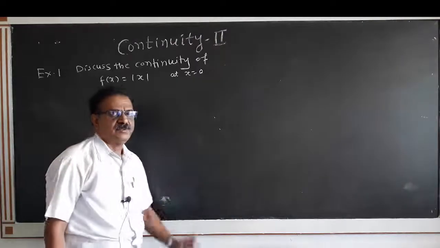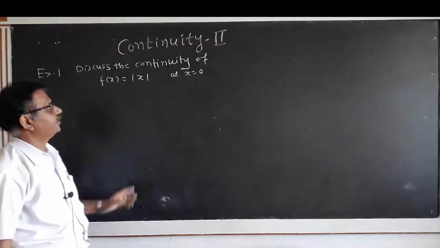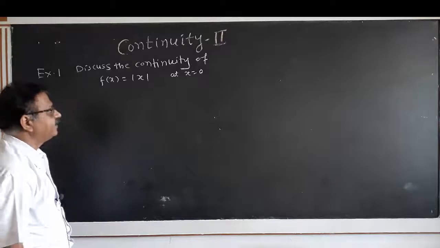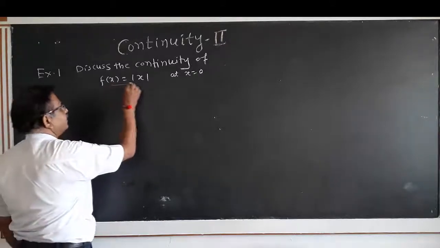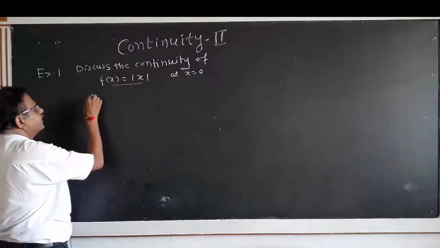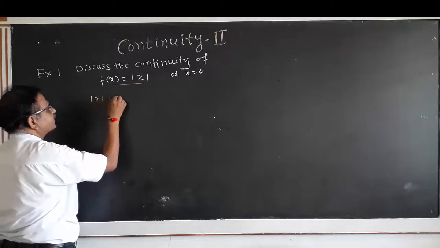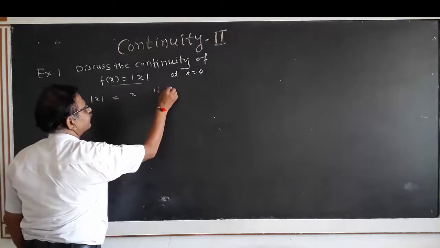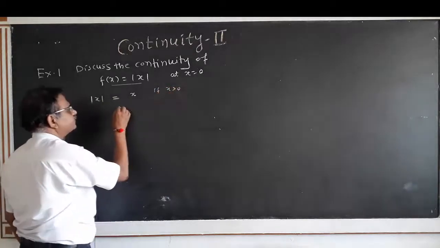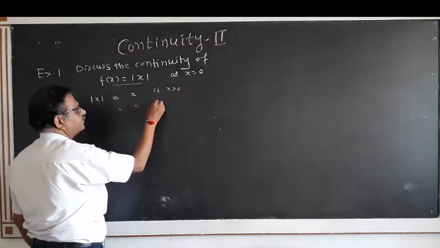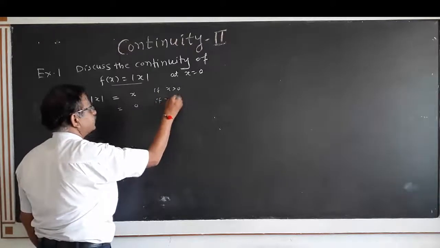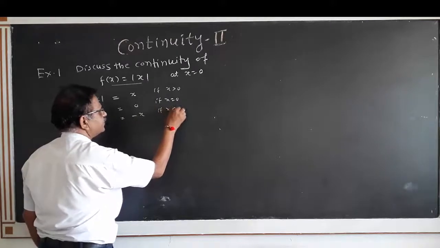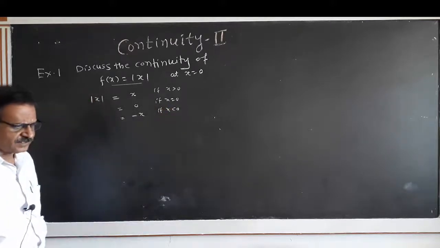We will solve first problem. Discuss the continuity of the function fx equal to mod of x at x equal to 0. Here we shall define mod of x. The function mod of x equal to x if x greater than 0, equal to 0 if x equal to 0, equal to minus x if x is less than 0. This is the definition of mod of x.